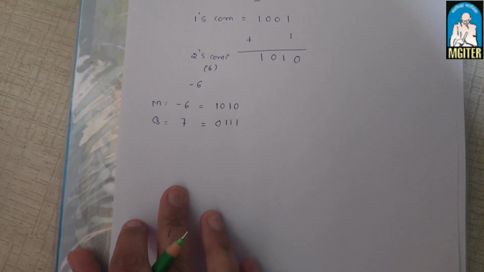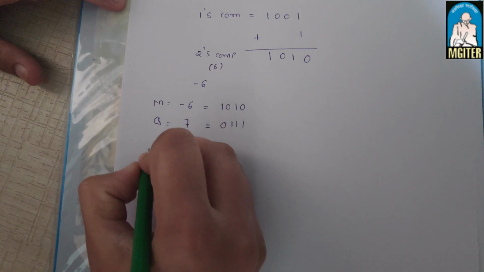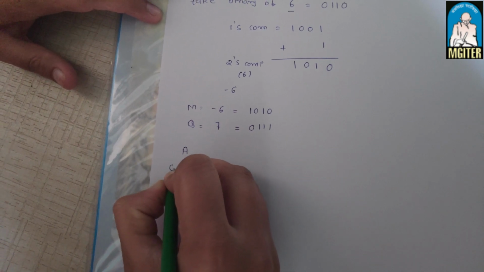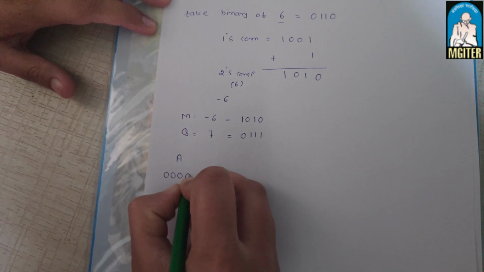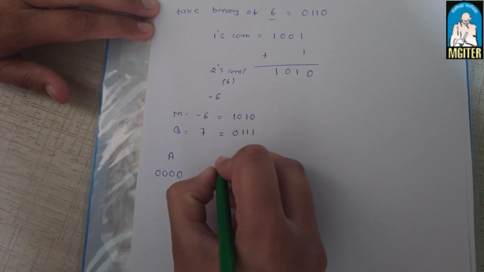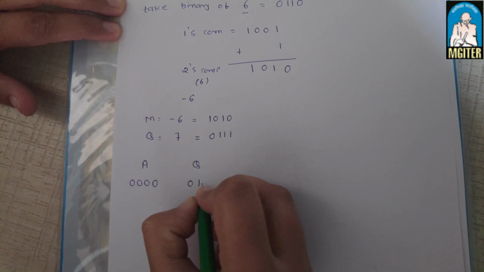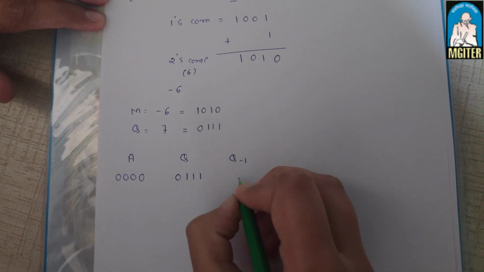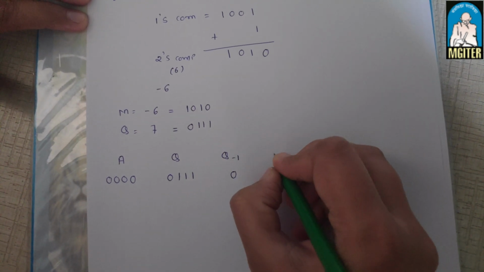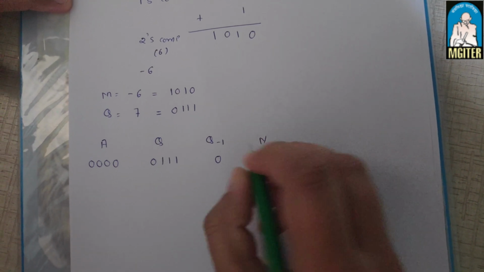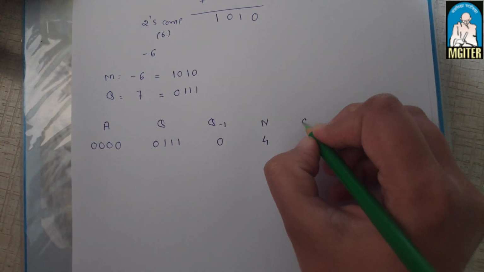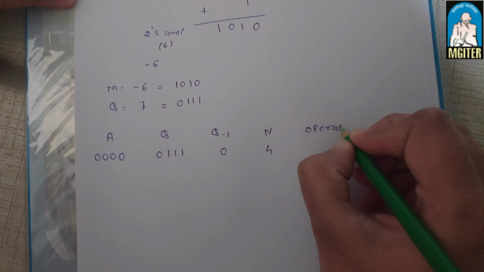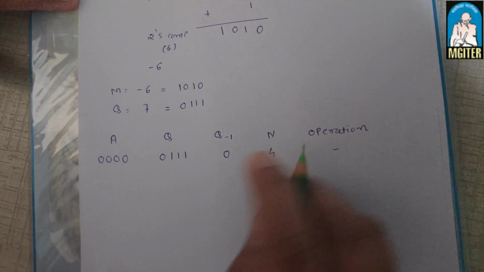Now we have to make one table. Here we have the accumulator, and the initial value of the accumulator is 0. We have Q, which is 0 1 1 1. We have Q minus 1, and the value of Q minus 1 is 0 initially. N is equal to 4 as we have 4 bits, and for operation, initially we have no operation.